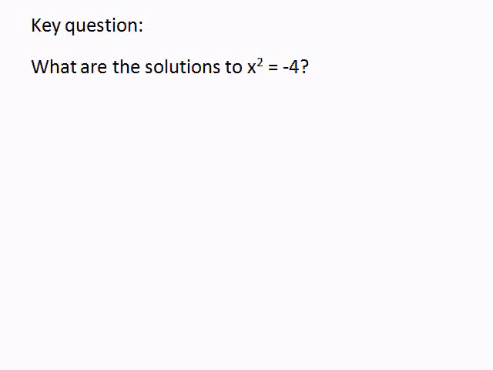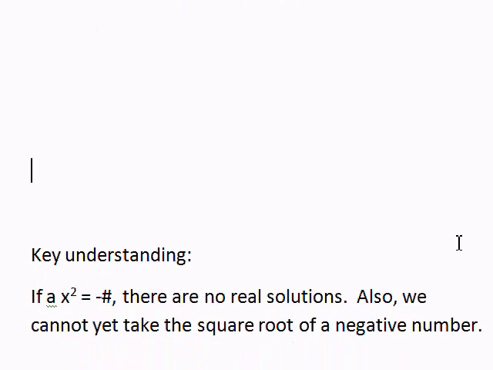So to summarize, if an x squared is equal to a negative number, there are no real solutions. Also, we cannot yet take the square root of a negative number. Notice the word yet. That's to indicate that there will be a time in the future where you'll be able to take the square root of a negative number, but the solution will look different than what we're used to.